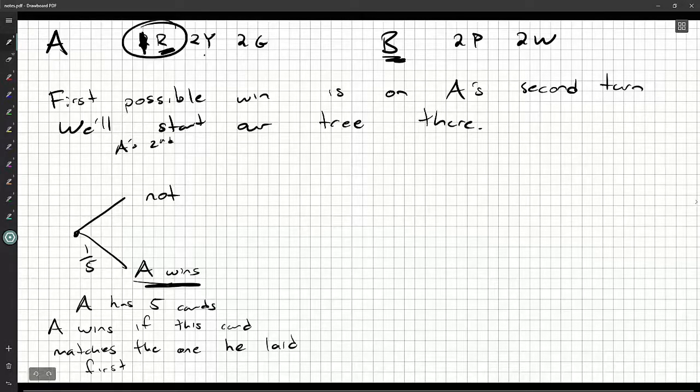Now, the way probability trees work, if you've got 1 out of 5 here, the sums on the branches need to add up to the total probability, and total probability is 1. So it's a 4/5 chance that he picks any of the other cards.